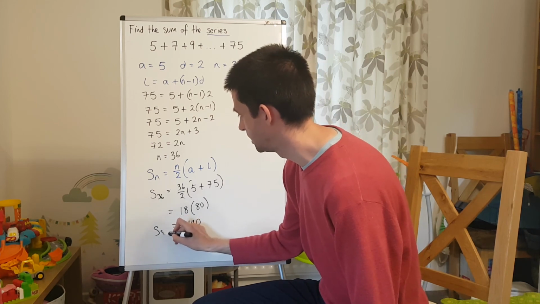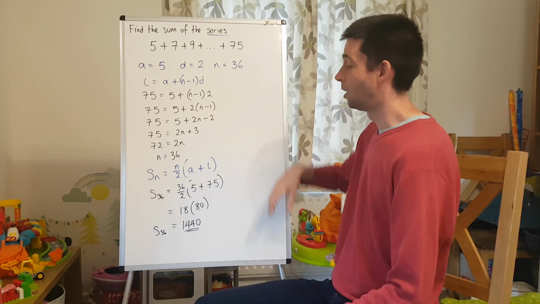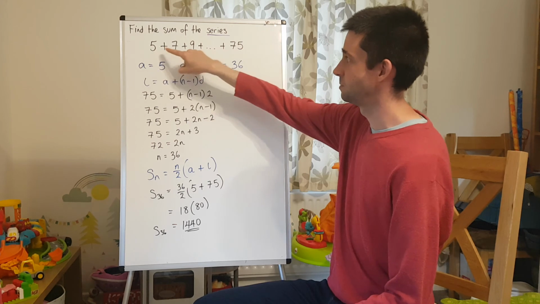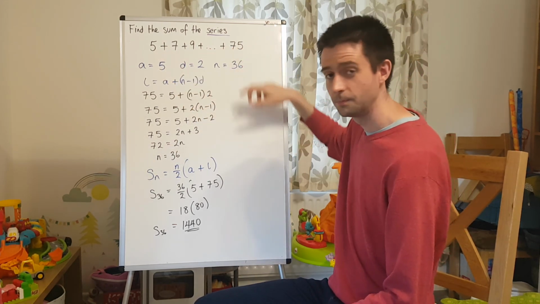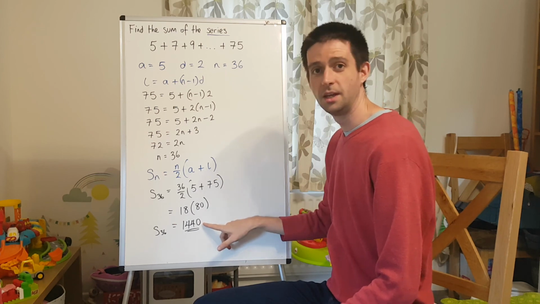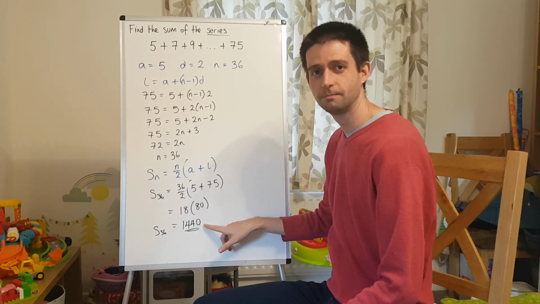So the sum to 36 terms of this series, 5 plus 7 plus 9 plus 11, going up in 2s, all the way up to 75, the sum of all those numbers is 1,440. Job done.